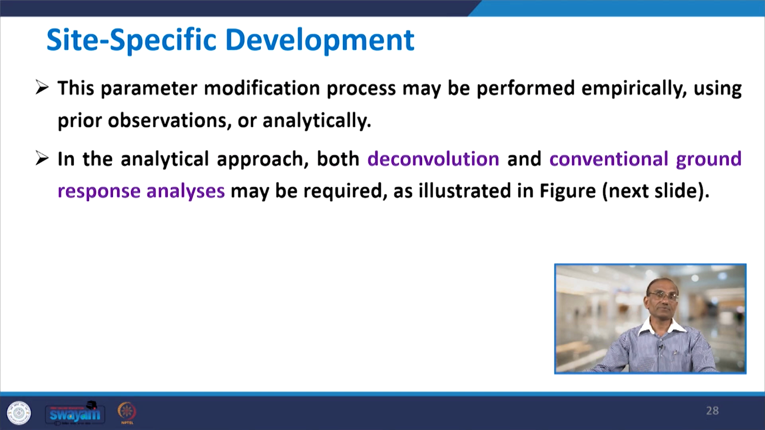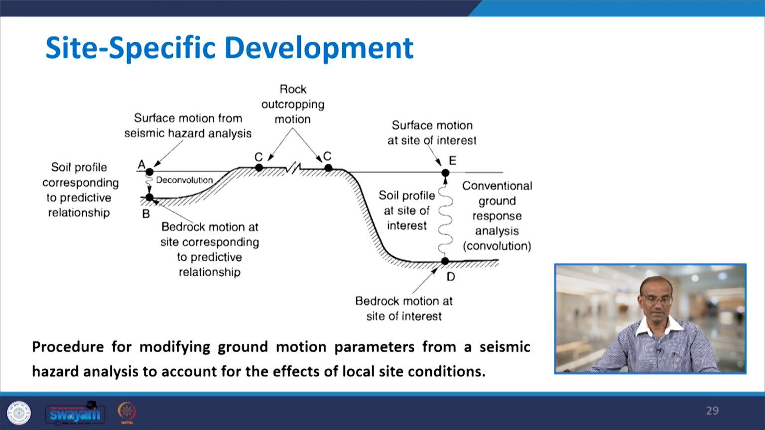For example, here the parameter modification process may be performed empirically using prior observation or analytically. So, if you have the prior observation, then you can modify that by thumb rule. But in the analytical approach, both deconvolution and conventional ground response analysis may be required, as shown in the slide, and this is how it is carried out. I will explain this slide.